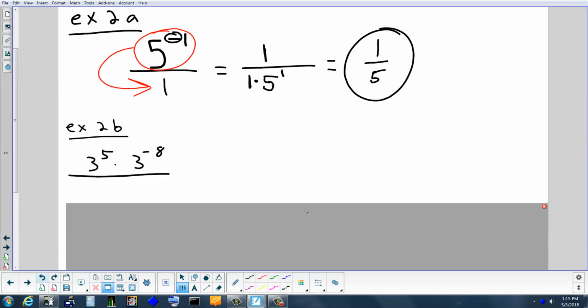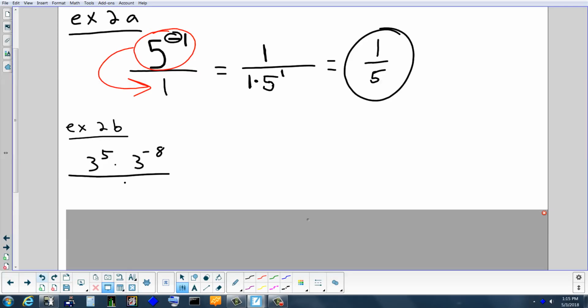Because we don't have a fraction. 1. A 1. So in the top, tell me what we have to move. The 3 to the negative 8th power. You've got to move it down to the 1. That's going to go down in the bottom. If I do that, what's left in the top? 3 to the 5th power. 3 to the 5th. So we get 3 to the 5th in the top.